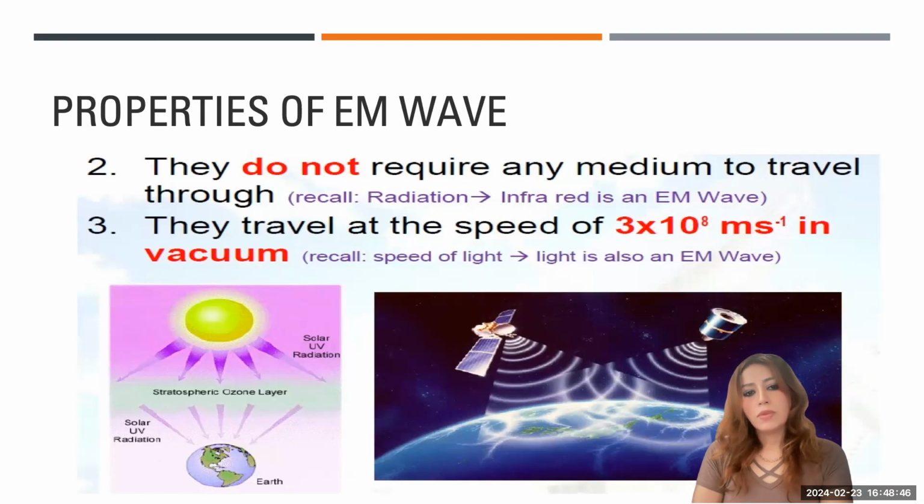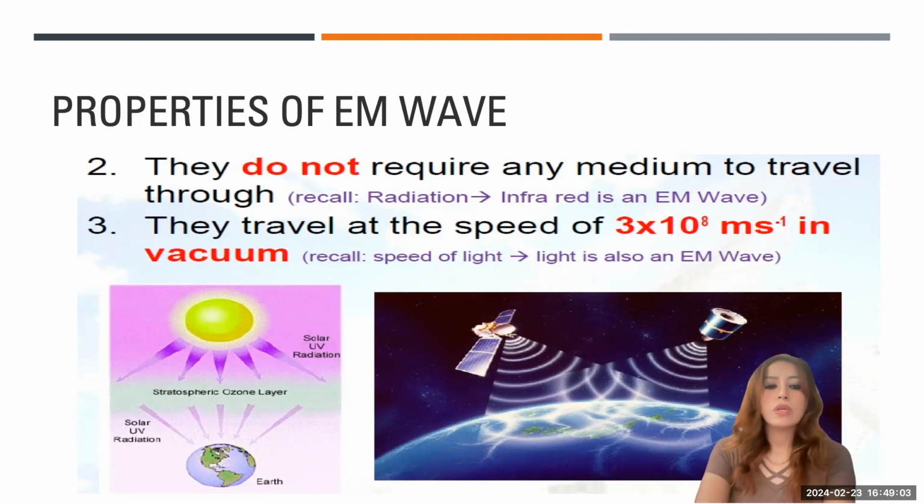Properties of electromagnetic waves: they do not require any medium to travel through. They can travel in space. And they travel at the speed of light, which is 3 times 10 to the power of 8 meters per second. So this is the speed of light in vacuum.